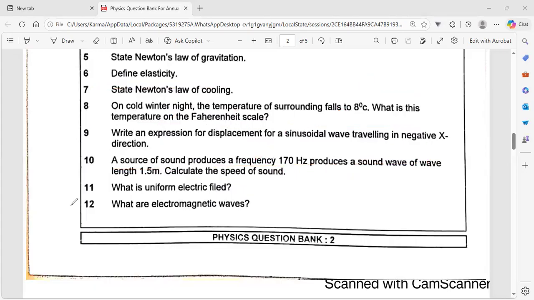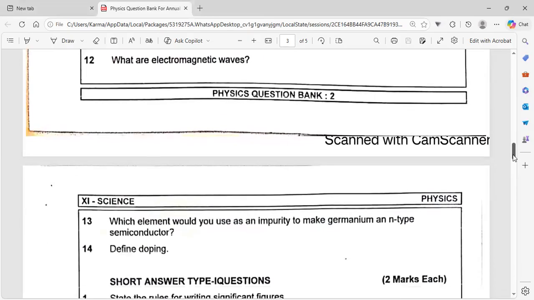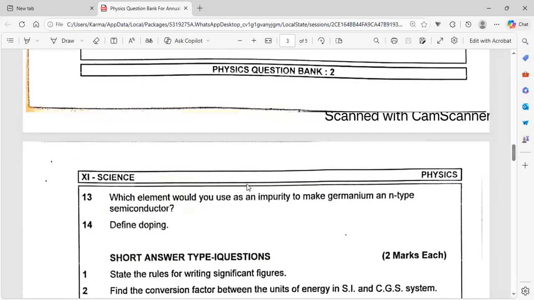What are electromagnetic waves? The waves which are a combination of electric field and magnetic field oscillating perpendicular to each other and perpendicular to the direction of propagation of the wave, I call them electromagnetic waves.